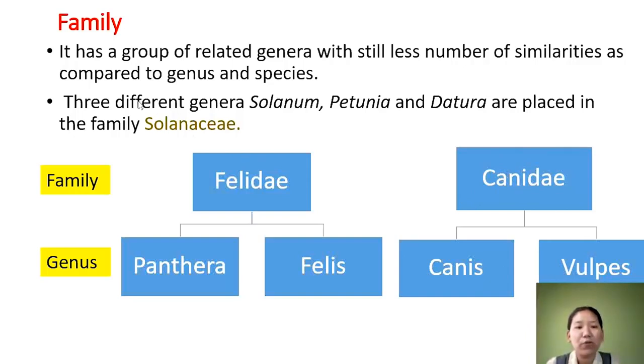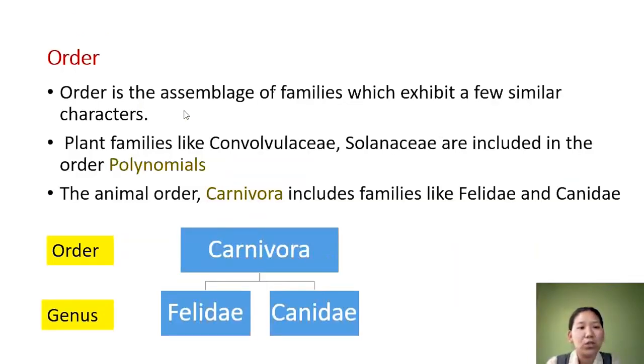Likewise, in the case of plants, Solanum, Petunia, and Datura are three different genera, but at the family level they come together under Solanaceae. So a family consists of related genera. Next, order. Order is an assemblage of families which exhibit a few similar characters. So an order again contains a number of families having similar characters.